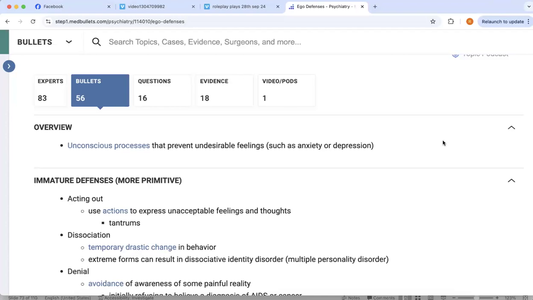And Dr. Praveen, rationalization is making excuses for something in order to avoid self-blame. So if they say, well, I drink because drinking is healthy for me, or drinking helps me to sleep, that is rationalization.